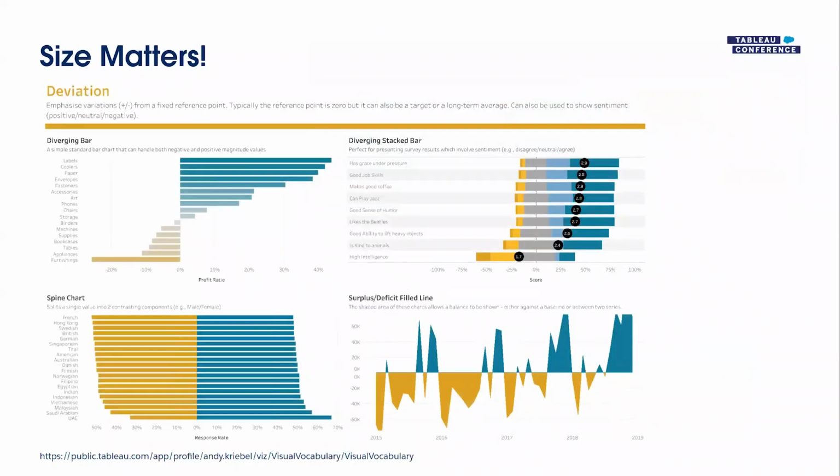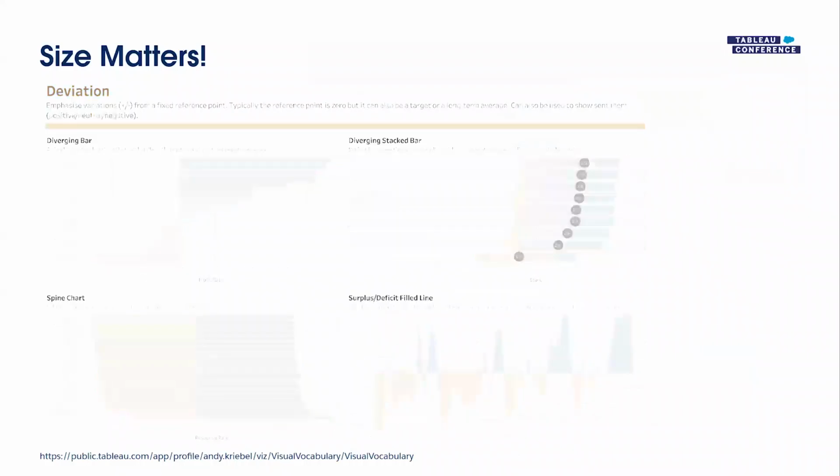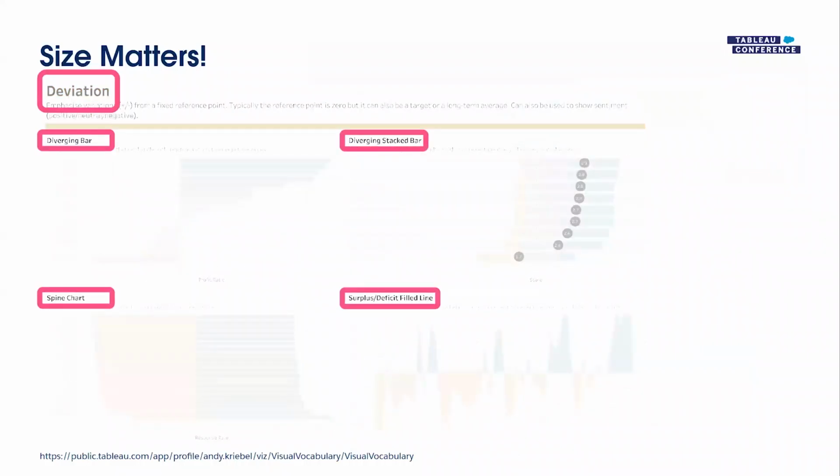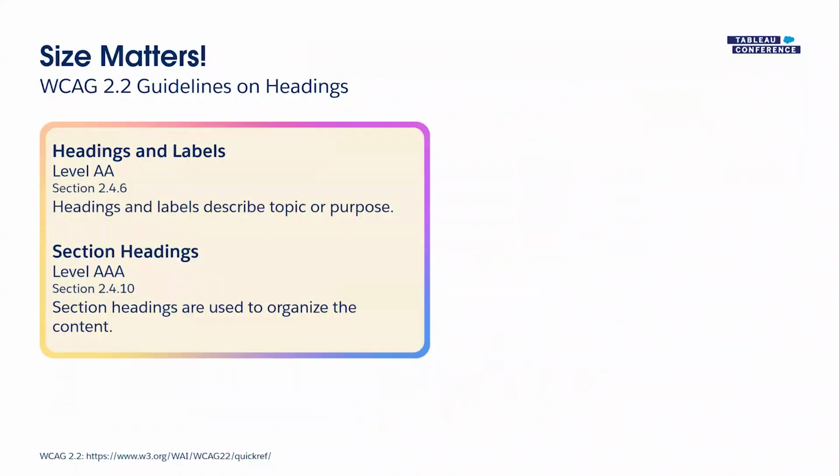So speaking of a viz, let's try the squint test on the deviation tab of Andy Kirk's visual vocabulary. So go ahead and squint. All right, here's what that probably looked like. And again, we've got headers. So let's talk about headers. WCAG has a couple of guidelines on headings, basically that you should have them and that it should help you describe a topic or purpose or organize content. Seems simple enough, so how do you make that happen?